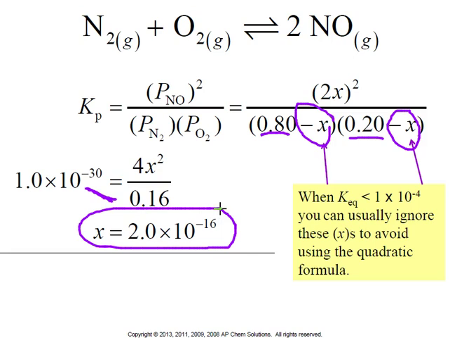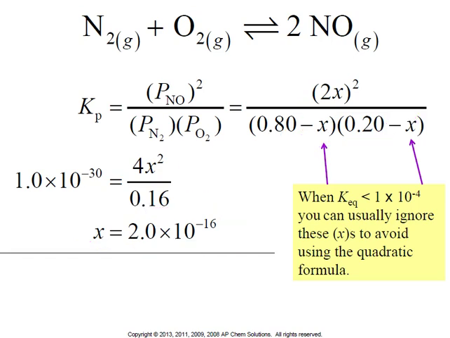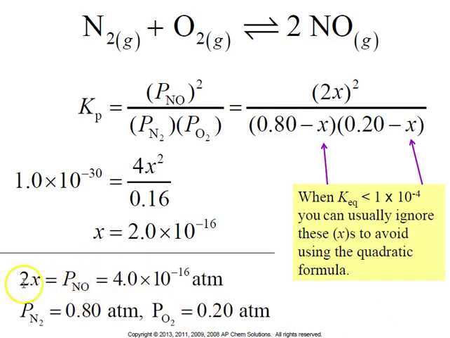Remember, our goal is to find the equilibrium pressure of these species, so we'll need to plug x back in to our E line. For the NO, it was 2x, so we'll just multiply that by 2. For the N2 and the O2, it was those values that we had, 0.8 and 0.2 minus x. But if you put that in your calculator, you'll see that our x is so tiny, 10 to the negative 16th power, that it does not affect our nitrogen and oxygen in terms of significant figures. So those basically stay the same, and then we have an NO pressure now of 4 times 10 to the negative 16th.